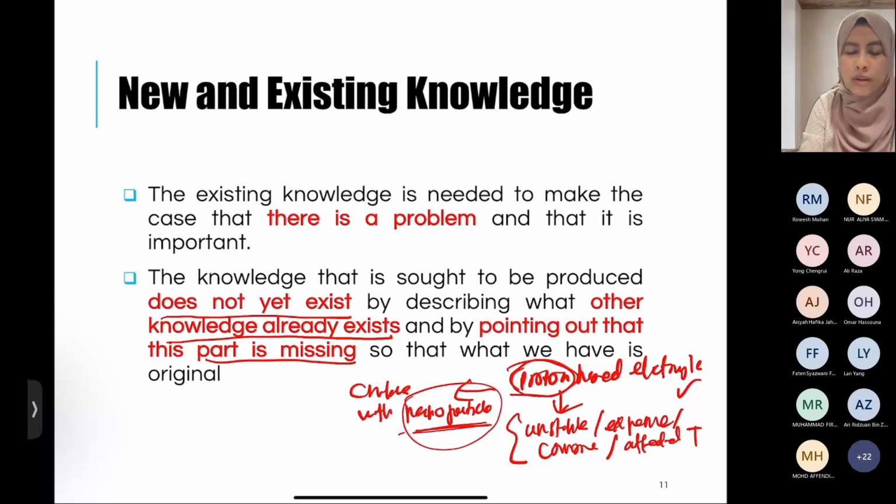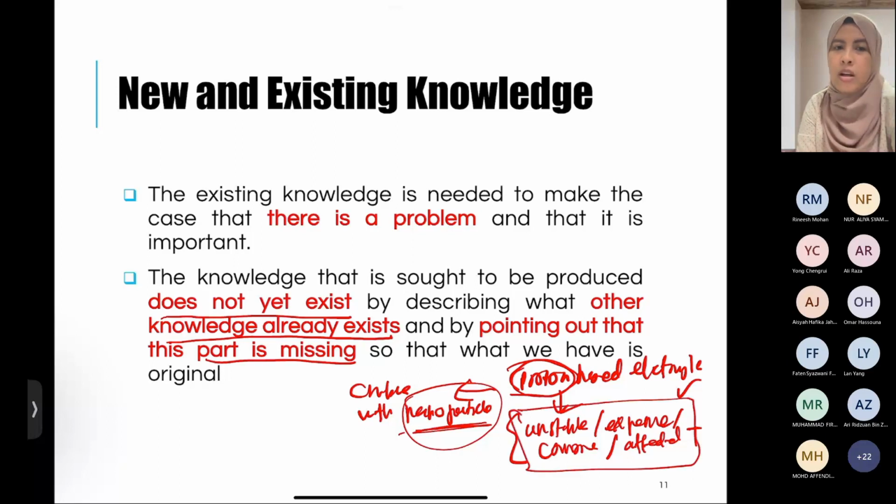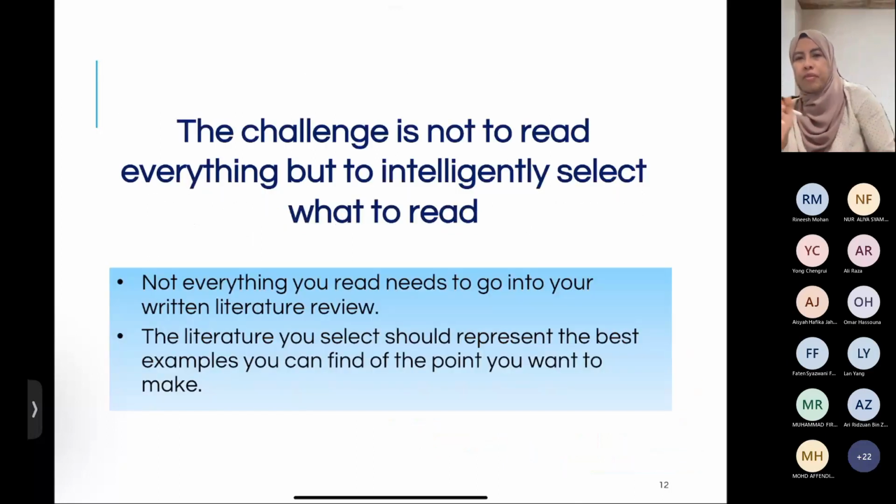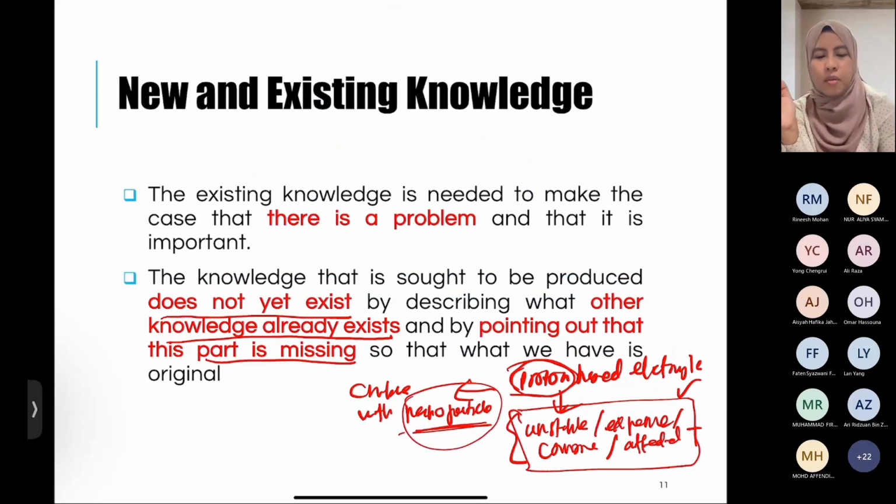Okay. So the missing part here is they don't have the material that is good enough to withstand all these problems. Okay. So the new and existing knowledge, and which part is missing? The part that is missing is the problem that you want to solve. And that is the gap that you want to address. Okay. All right.